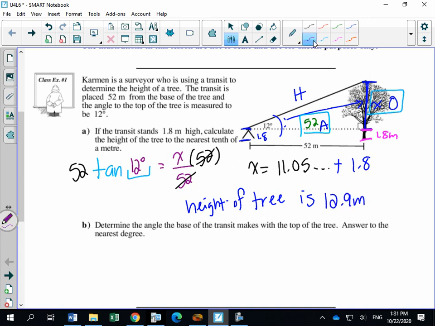And you're done. For these word problems, especially where we're adding something else, give a sentence.